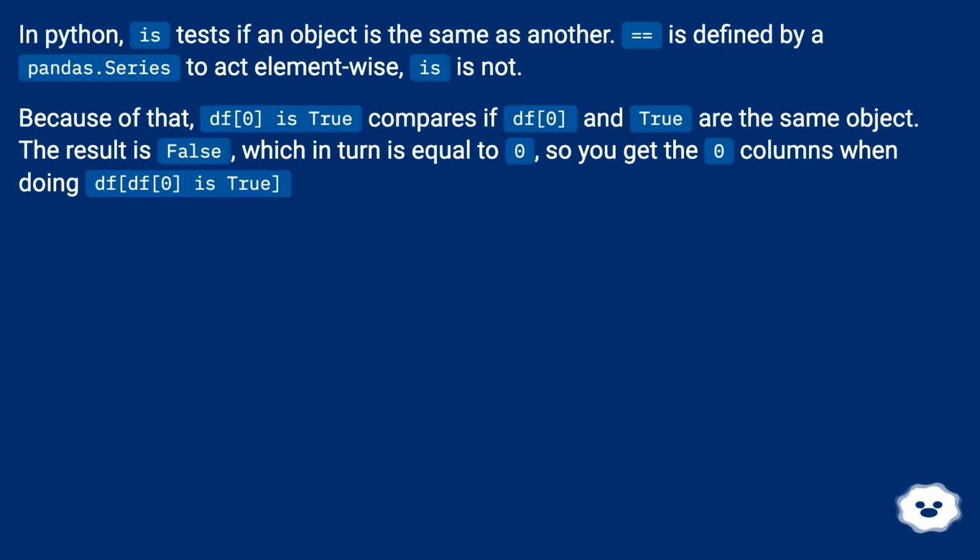In Python, is tests if an object is the same as another. Equals is defined by a pandas.series to act element-wise, is not. Because of that, df0 is true compares if df0 and true are the same object. The result is false, which in turn is equal to 0, so you get the 0 columns when doing df0 is true.